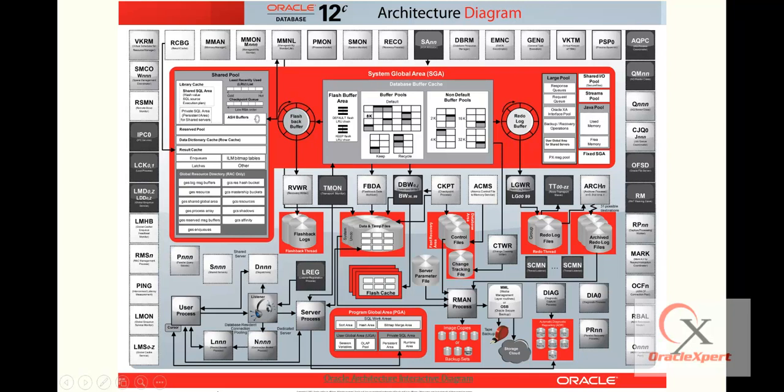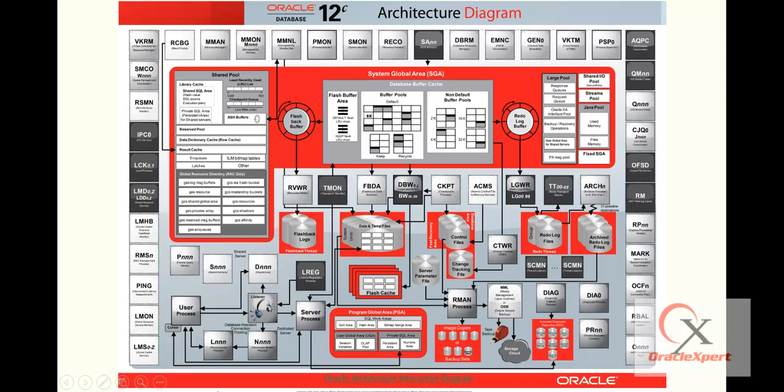You have then LMHB, which stands for the Global Cache Enqueue Service Heartbeat Monitor. LMHB monitors LMON, LMD, and LMSn processes to ensure they are running normally without blocking or spinning. This process again is RAC specific.